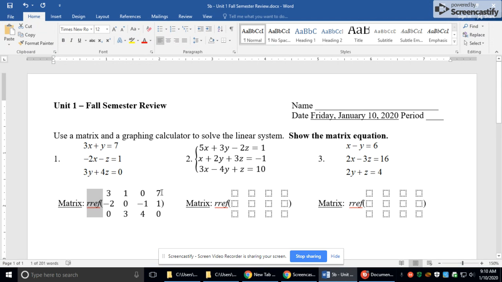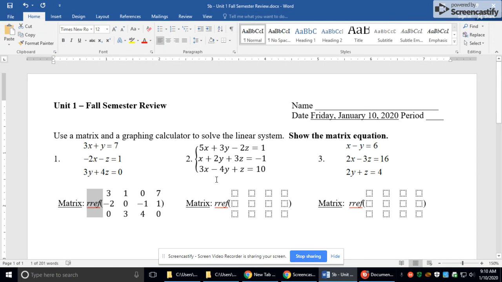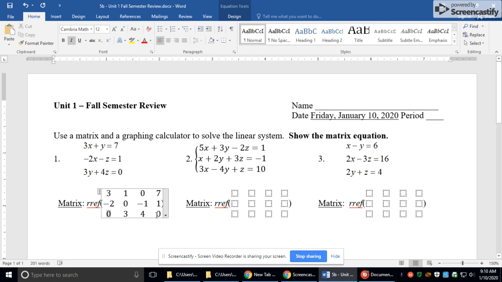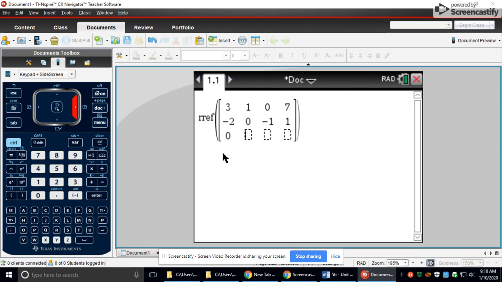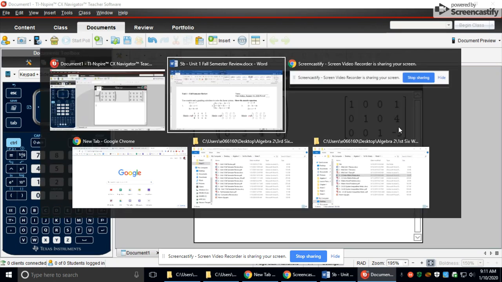And so what we're going to do is just copy this over. 3, 1, 0, 7. And then we have negative 2, 0, negative 1, 1. It was negative 1, wasn't it? So negative 1. And then we have 0, 3, 4, 0. Press enter, and then this tells you 1x equals 1, 1y equals 4, 1z equals negative 3. So x is 1, y is 4, z is negative 3.